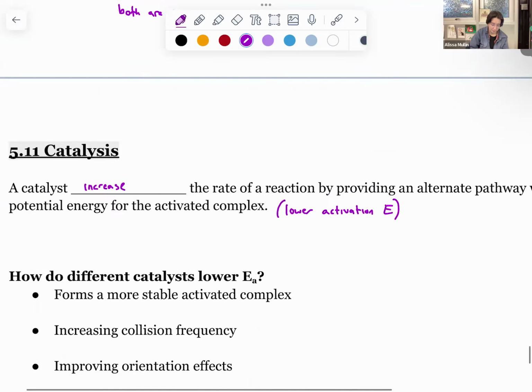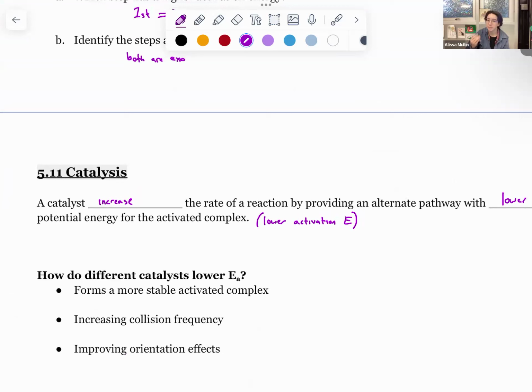If we're designing an experiment to be catalyzed, to be sped up in this way, we would pick one which would have this effect. They work in a few different ways, and I'll save that for class, but that's kind of it.